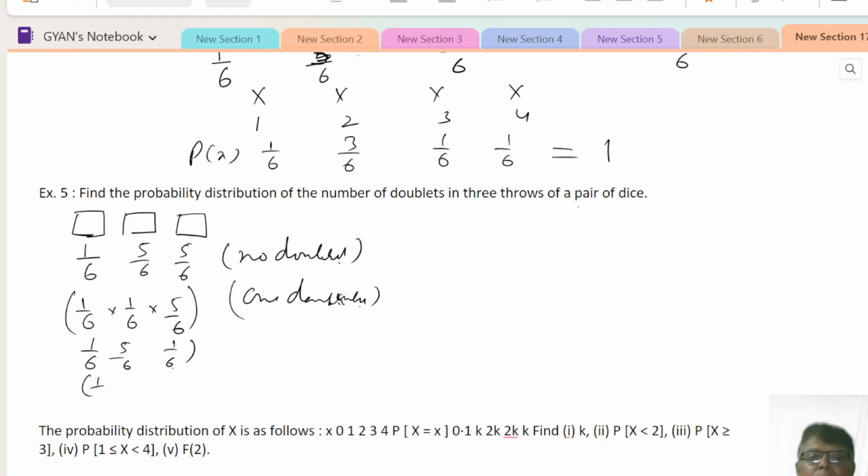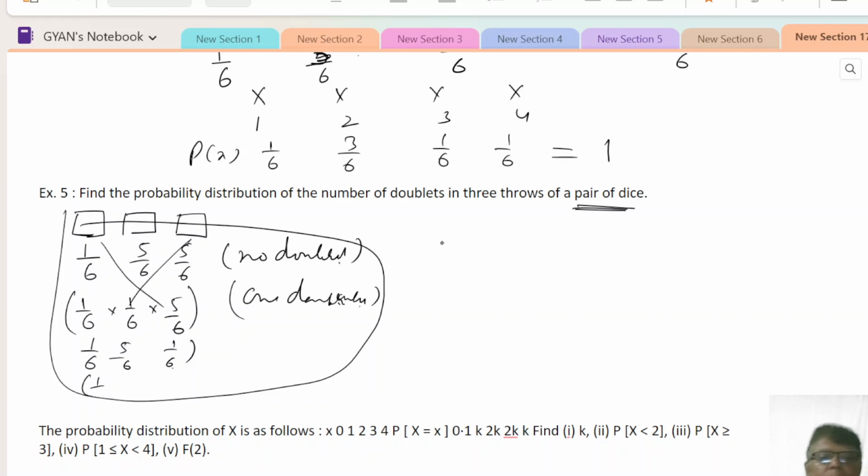Three throws of a pair of dice. Three throws of a pair of dice is still... So this is wrong. So first, second, third.